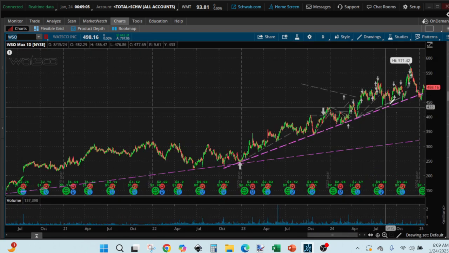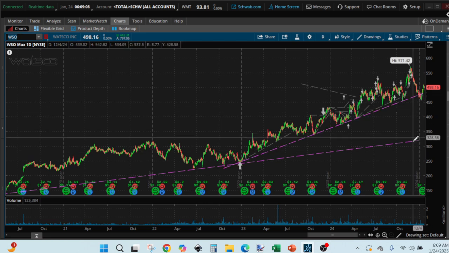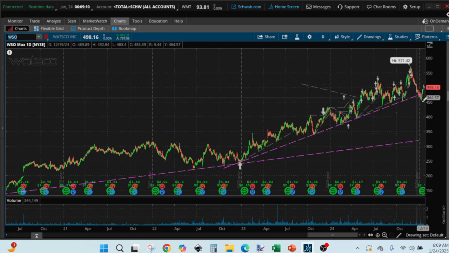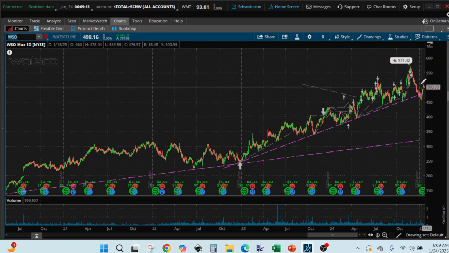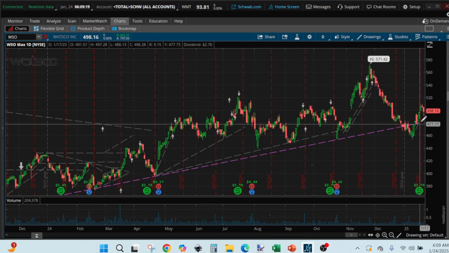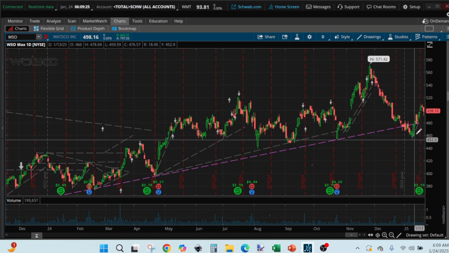For WSO, we like to buy at either one of those trend lines, and again, like the other, it pulled back to this trend line and started going up. So you can see you have higher lows here. This low is higher than this one, which is higher than this one. Therefore, you have an uptrend there.